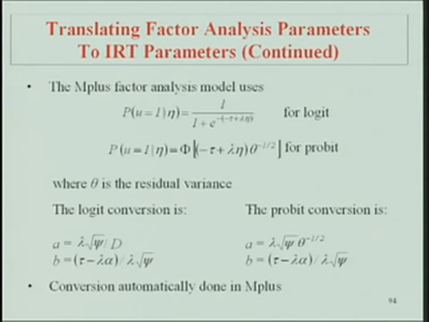And similarly for probit. In the probit case, we might bring in the residual variance here, theta to the minus 1/2, which means that it's 1 divided by square root of theta. 1 divided by square root of theta can be written as theta to the minus 1/2. So theta is the residual variance.